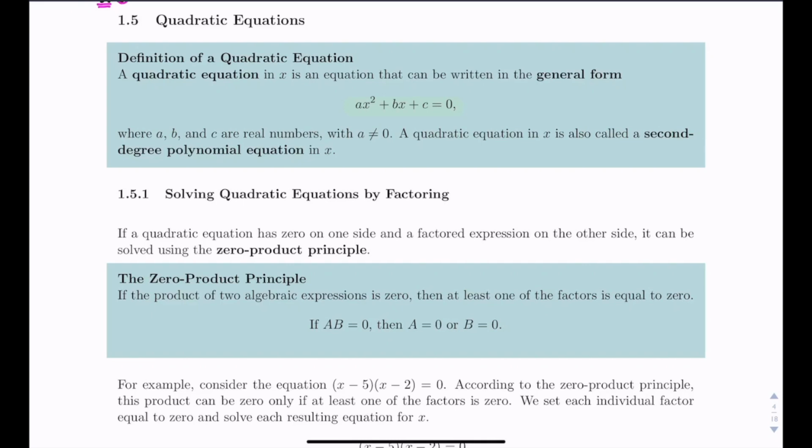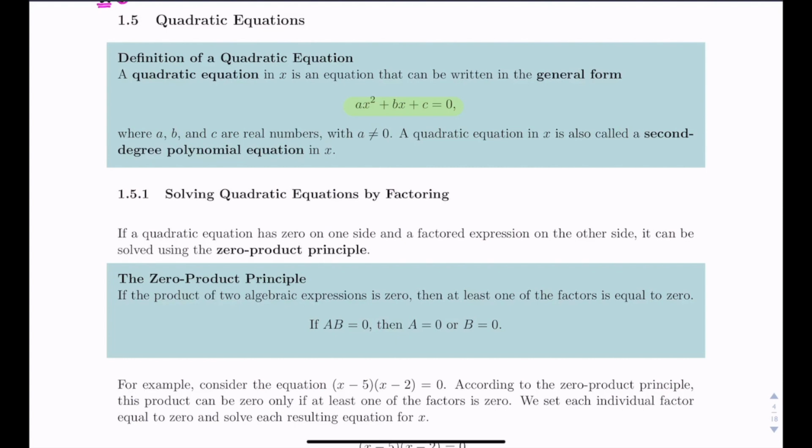So section 1.5 is on quadratic equations. A quadratic equation in x is an equation that can be written in the general form of ax squared plus bx plus c is equal to 0, where a, b, and c are real numbers and a is not equal to 0. A quadratic equation is also called a second-degree polynomial equation.